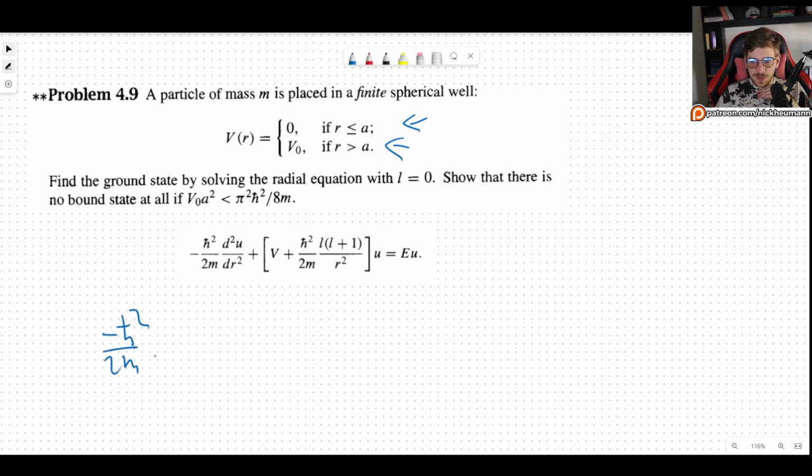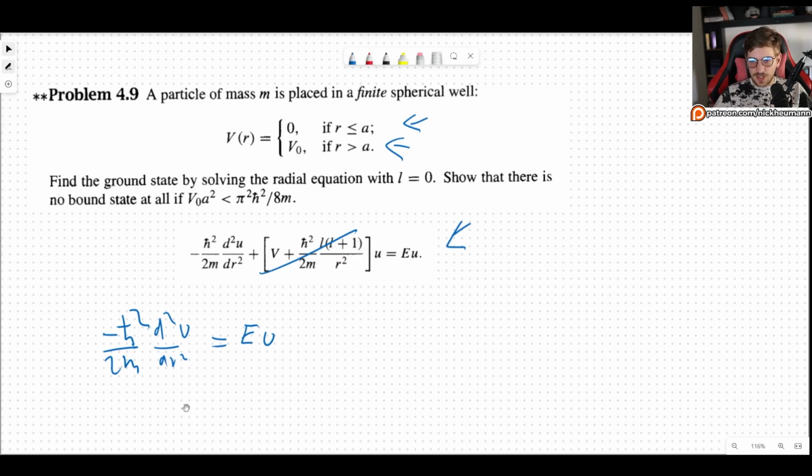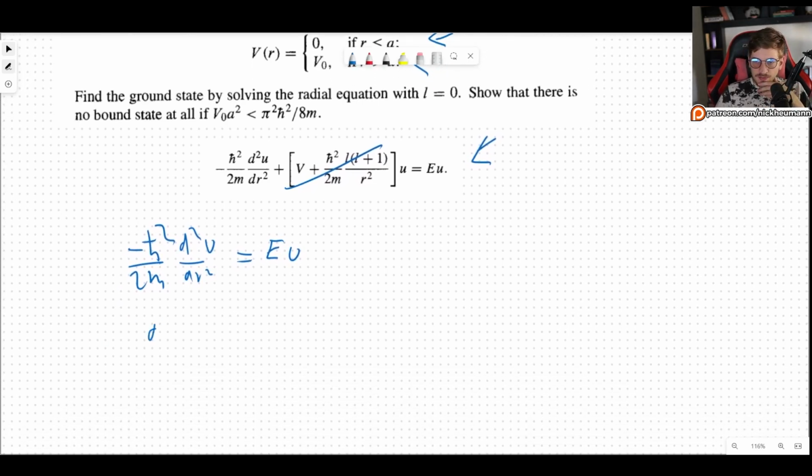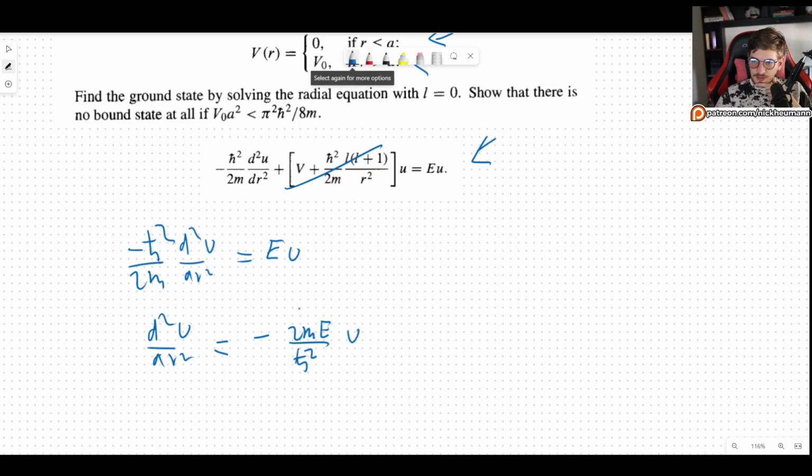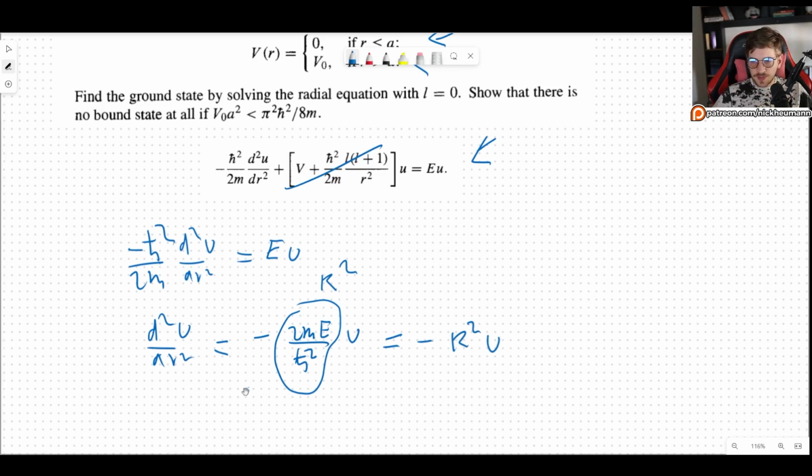So we have minus h bar squared over 2m, d squared u dr squared. Nothing, I'm just copying here. This is the radial equation, by the way. The potential is 0 and L is 0. So all of that is going to be 0. So we simply have this is equal to Eu. Okay, and now we have d squared u dr squared equal to minus 2mE over h bar squared times u. So this we can just call k squared, and that way we get minus k squared u. None of this should be new to you.